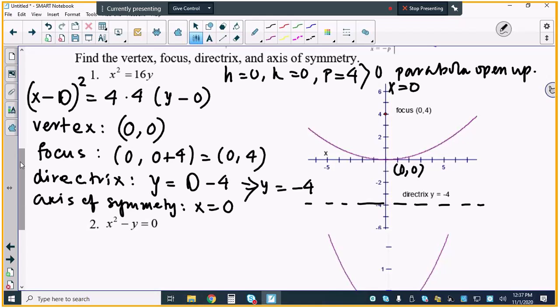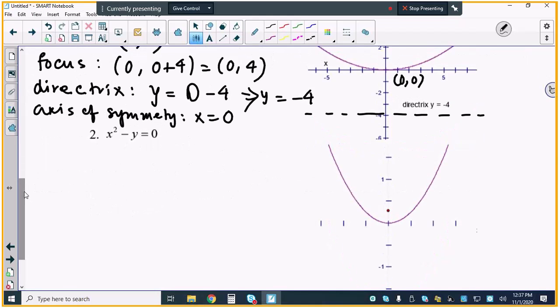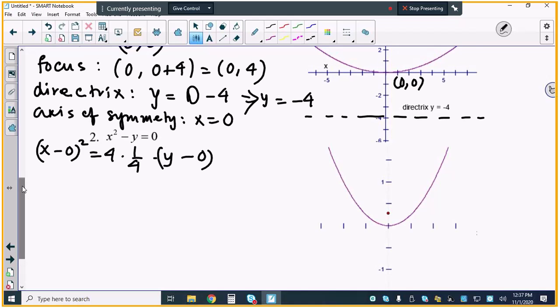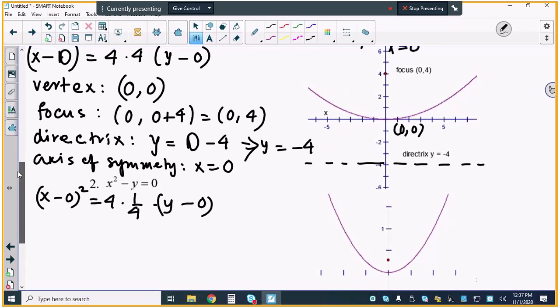x squared equals y. So again, x is squared. So this is going to have the axis of symmetry which is vertical. And you will write it as x minus 0 whole to the power 2. Write the y on the other side and write it as 4 times 1 over 4 times y. Remember, the coefficient of y is 1. So I have to write 1, but I have to write it as 4 times p. So that's what I did. So you can write y minus 0. And then you can go ahead and write down the values of h, k, and p as usual.